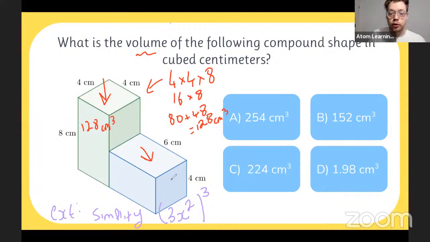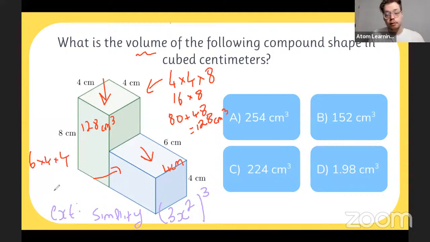Now we have this blue cuboid at the bottom here. I know that this side is 6 centimeters, this side is 4 centimeters. Because these shapes, if you have a look, I can see that they fit perfectly together, I know that this side is also going to be 4 centimeters. So I know that it's 6 by 4 by 4. So for the blue shape, I need to do 6 times 4 times 4.